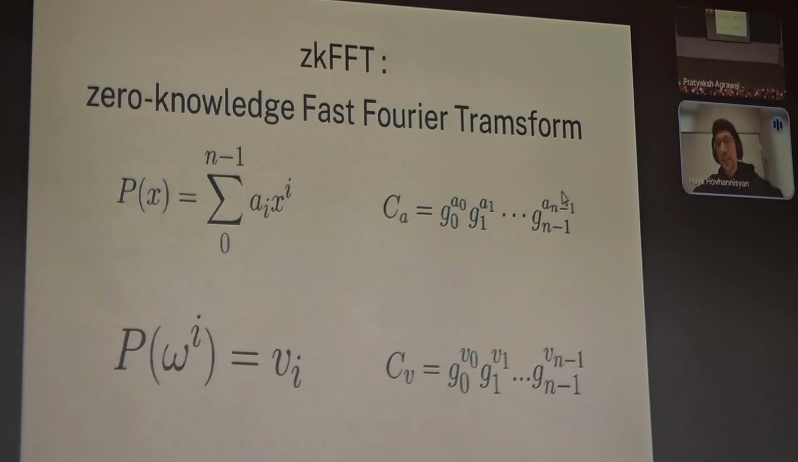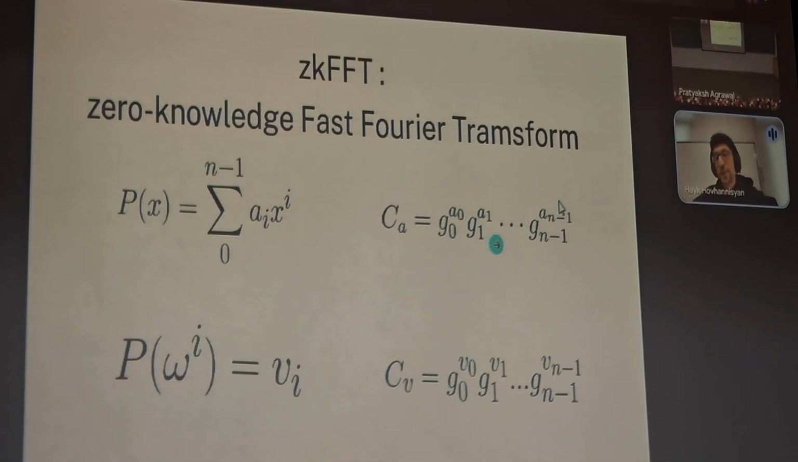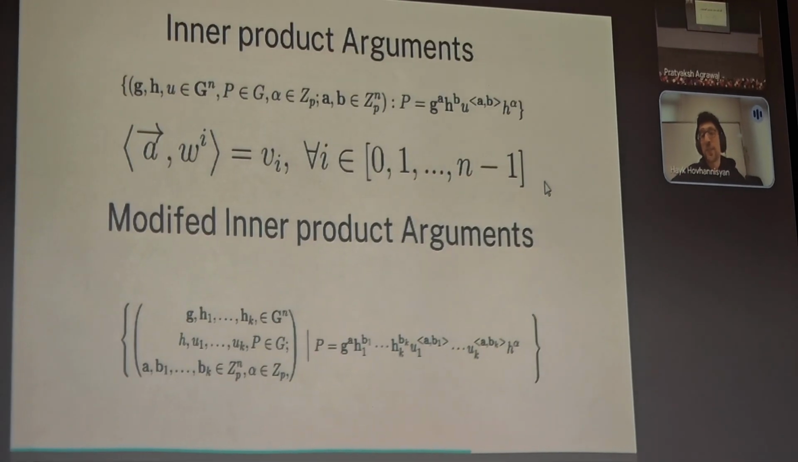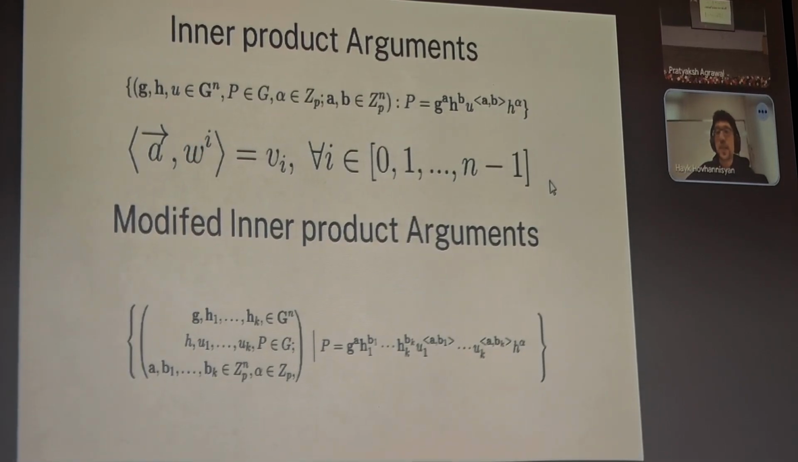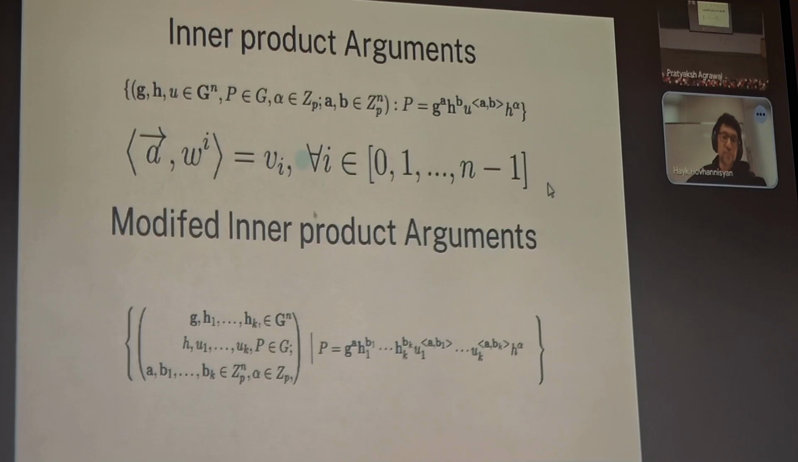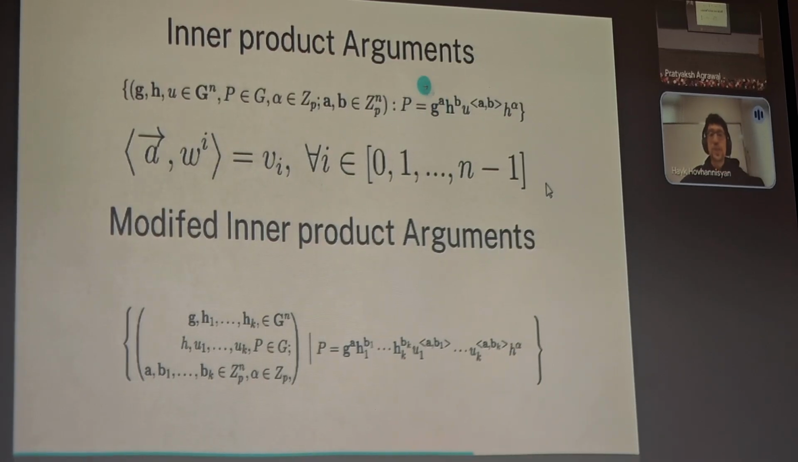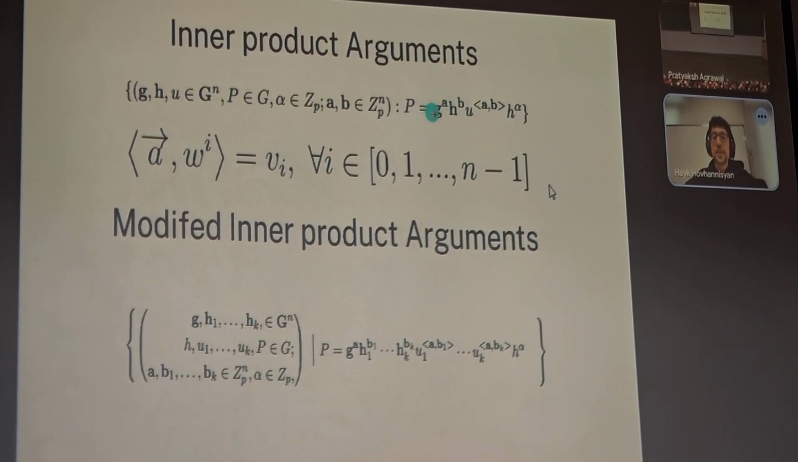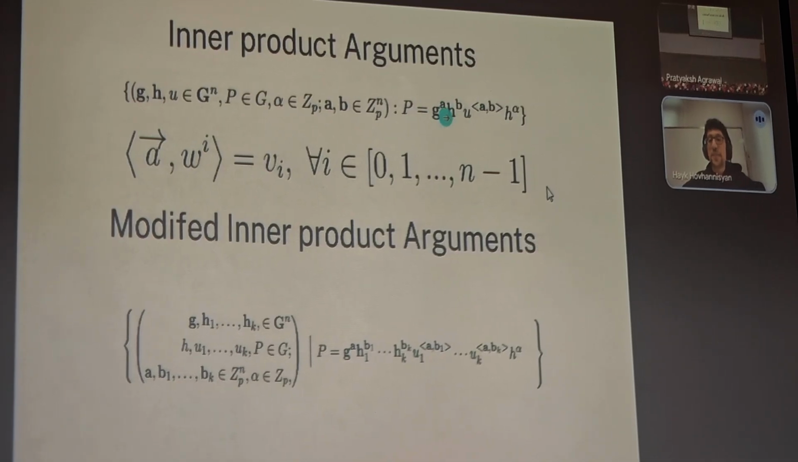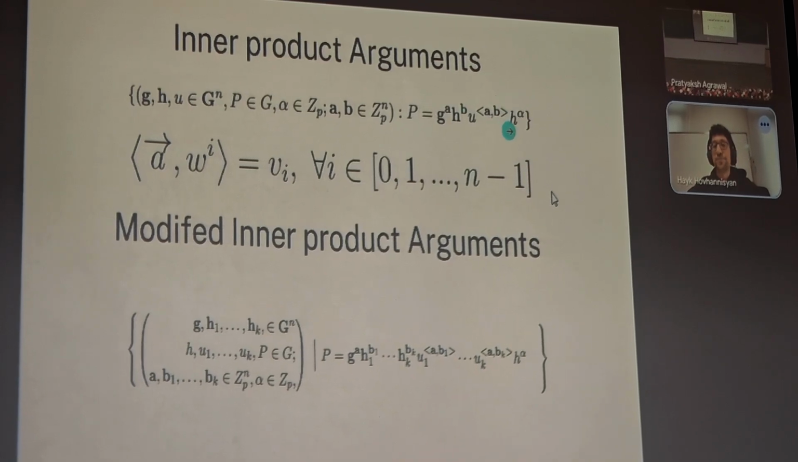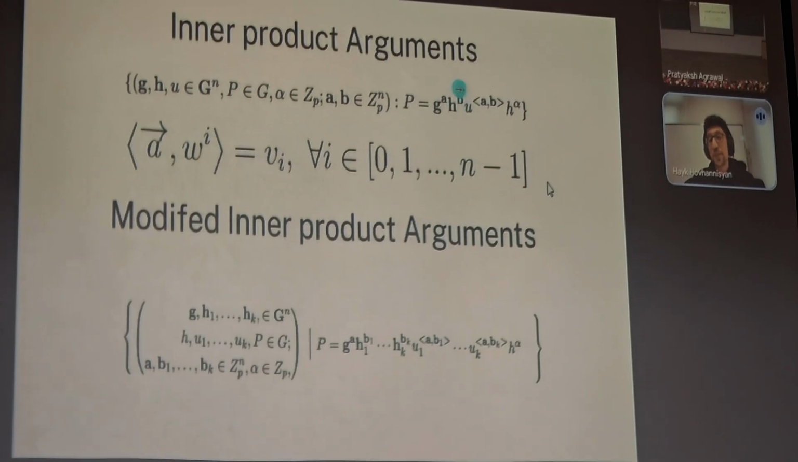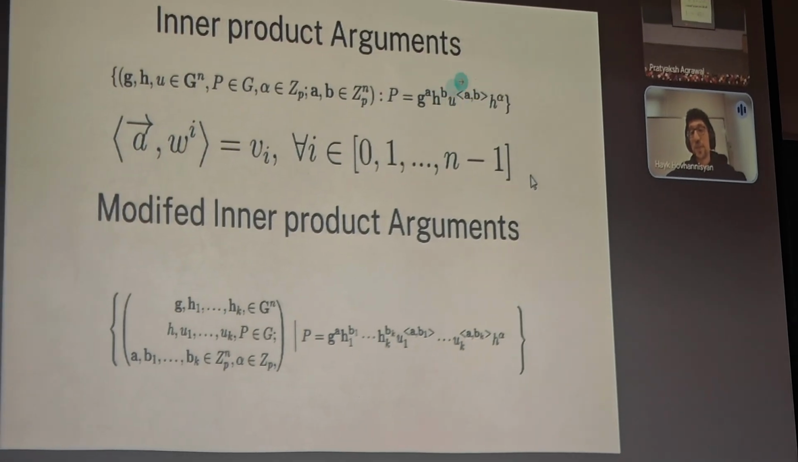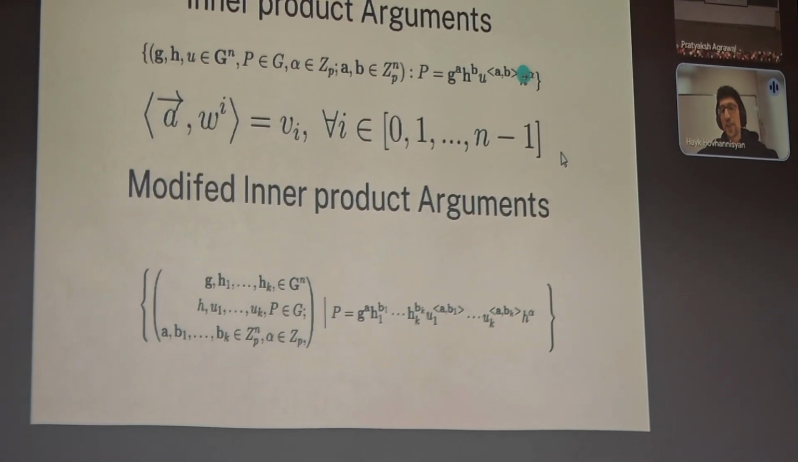Now that the problem is fully stated, we can try to understand how we can solve it. As I just mentioned, Halo2 uses IPA, so let's see what IPA does. IPA allows you to show that if you have two committed vectors, vector A and vector B, you can show that U is the commitment to their inner product. So C_A is a commitment to A, C_B is a commitment to B, and U is the commitment to their inner product. And this alpha is just randomness.